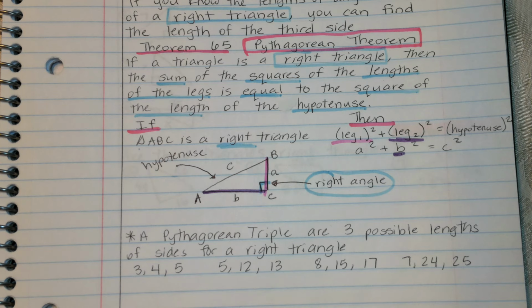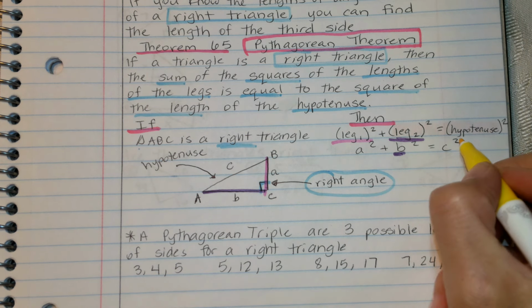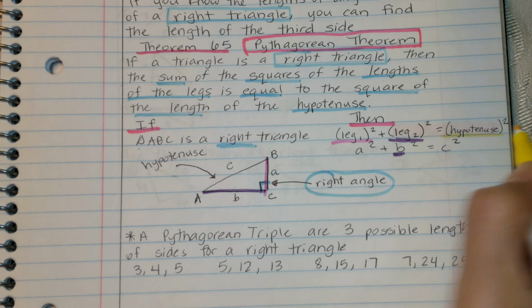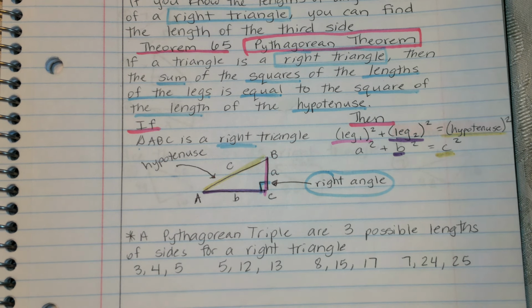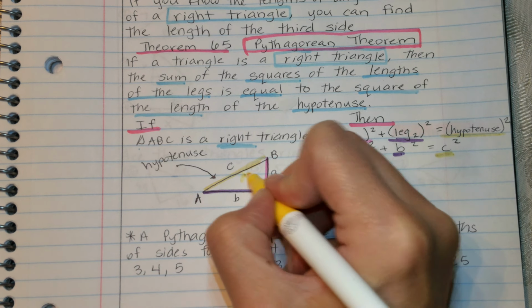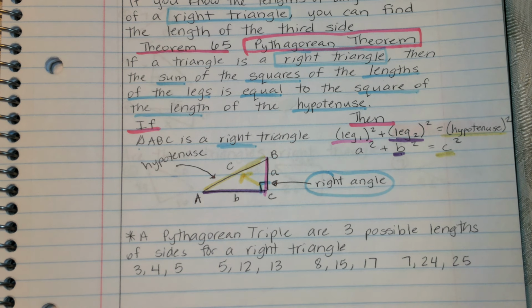And then I want a color that's really different. Green or yellow. We'll use yellow. All right, it equals the hypotenuse squared. That's the hypotenuse right there. So remember, across from the right angle is the hypotenuse.